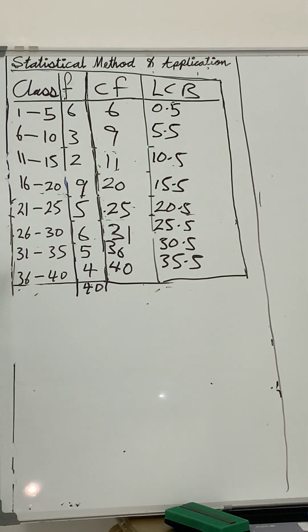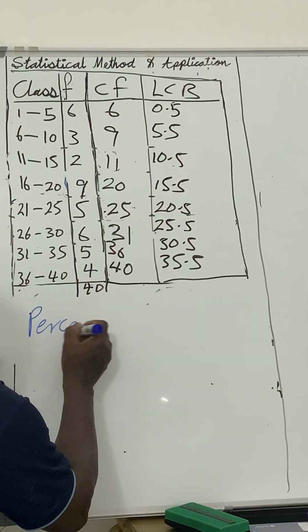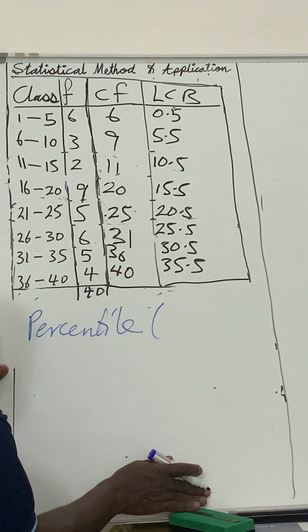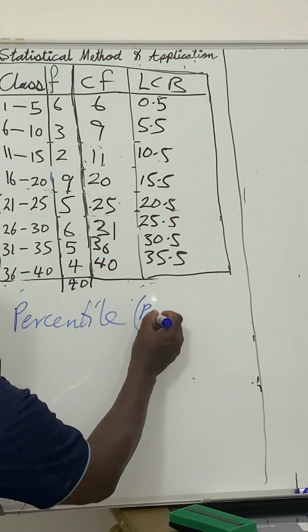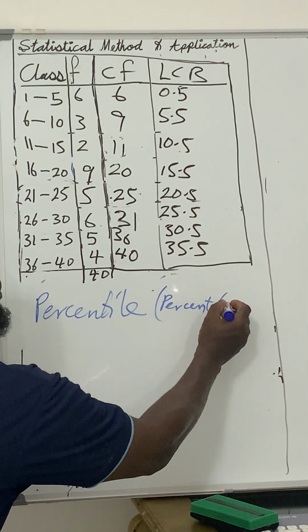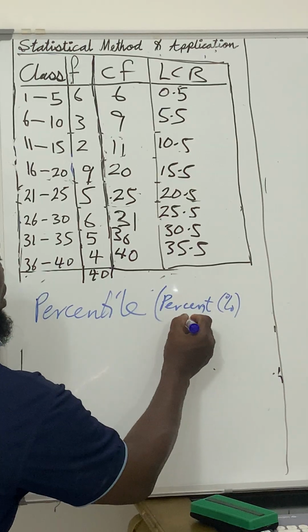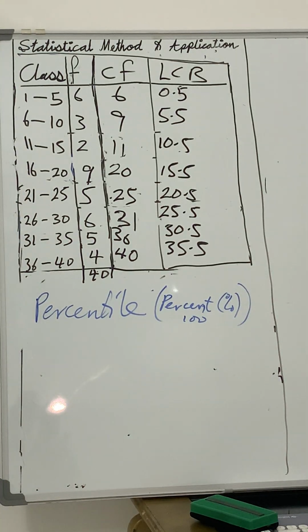This part is going to be on percentile. And when we say percentile, we are referring to anything related to 100. That's percent, the one we put like this. Anything related to 100 like this is the one we call percentile.